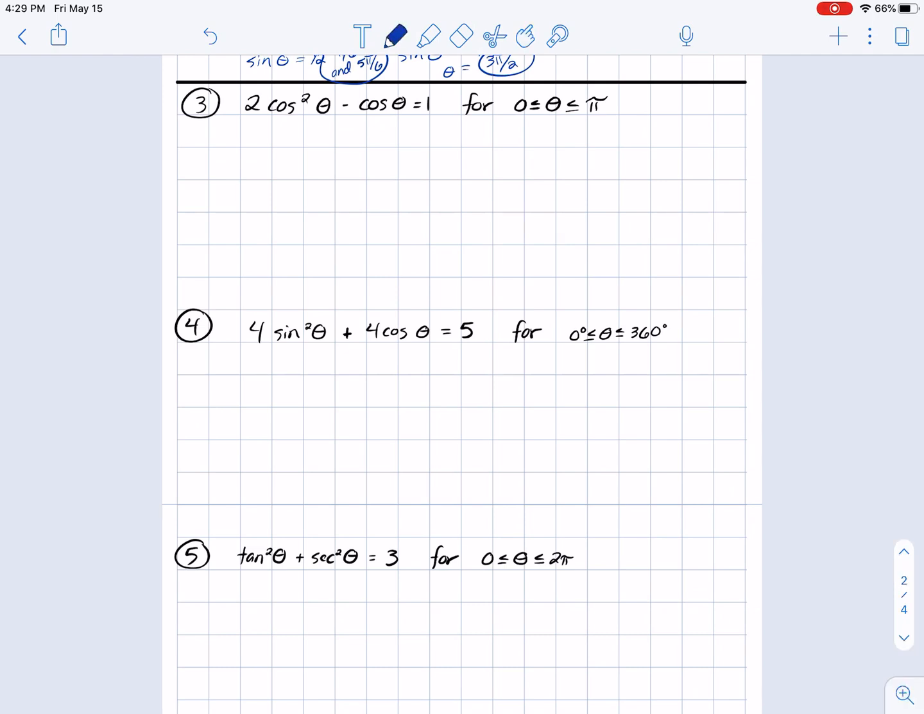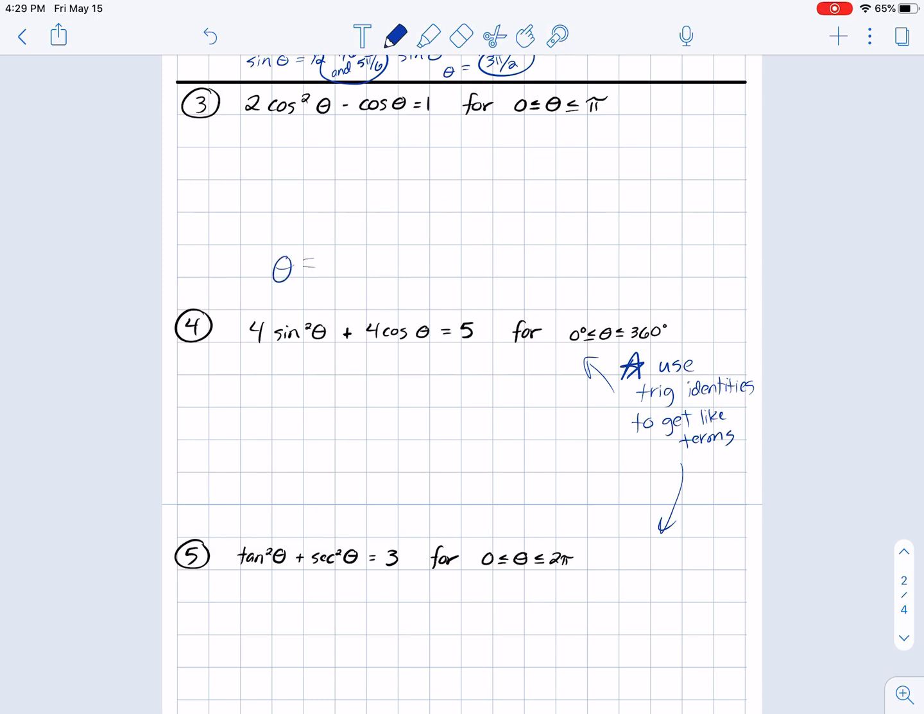I'll put a little hint on here on 4 and 5. You have unlike terms, so use trig identities to get like terms. Okay, that's the same for both of these. Use your trig identities to get like terms, and then look at your domain restriction if you want your answer in terms of degrees or radians. All right, pause the video, work these out, and I'll put the solutions up when you're done.